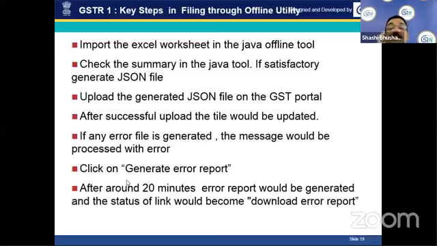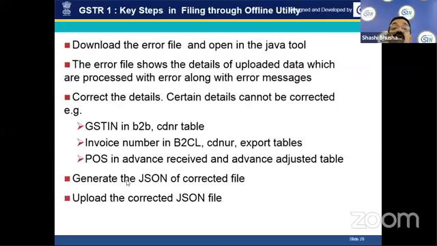Now, if some data has been processed with error, an error file will be generated and the message will be processed with error. If there is an error, then there will be a link, generate error report. You have to click that link and it takes around 20 minutes for the system to generate the error report. It is a batch process. When the error report gets generated, the link will now read as download error report. You have to download that error report.